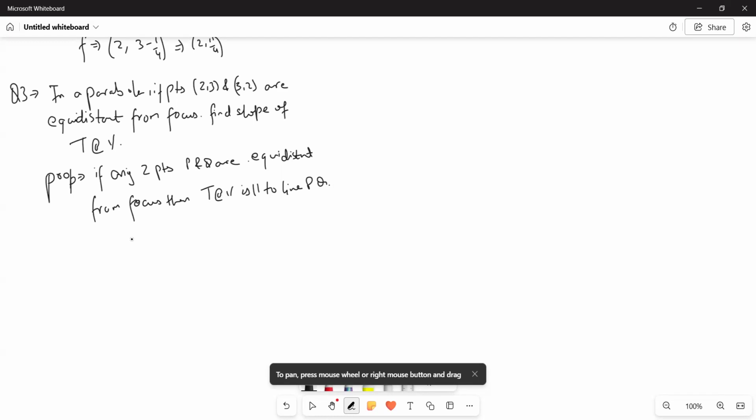So all you have to do is just find the slope of PQ. So that's like 3 minus 2 by 2 minus 3 minus 1.